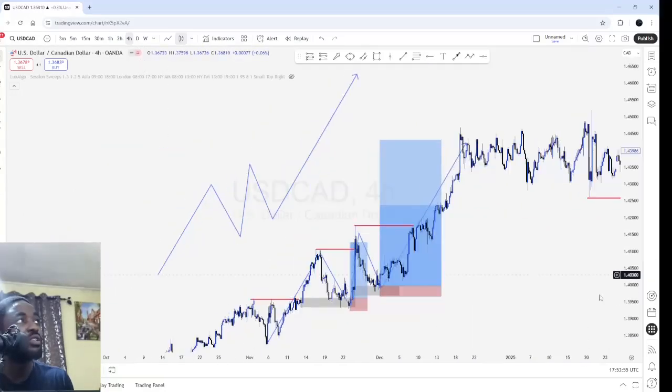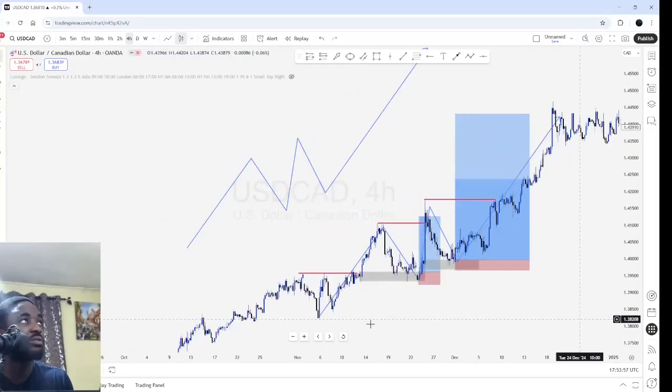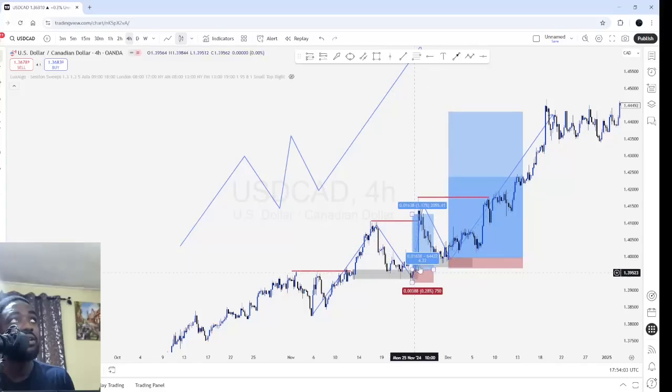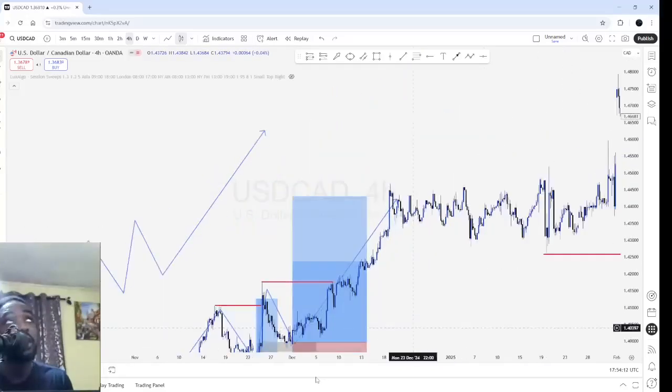Then before you consider this candle, you need to see the last candle before the impulsive move, the last candle before the huge candle creating a gap. Then you had a correction. Do you get me? Yeah.